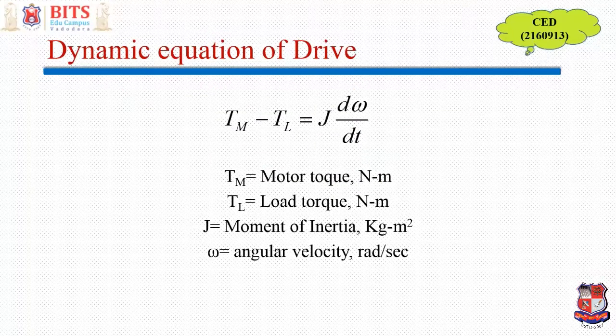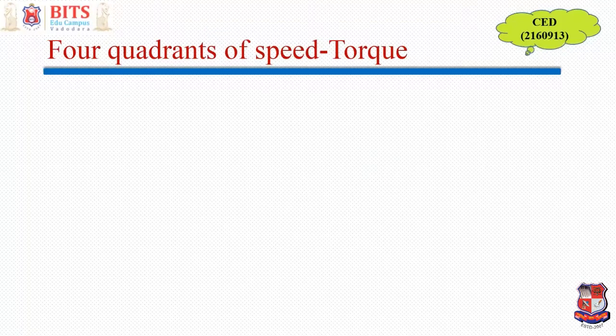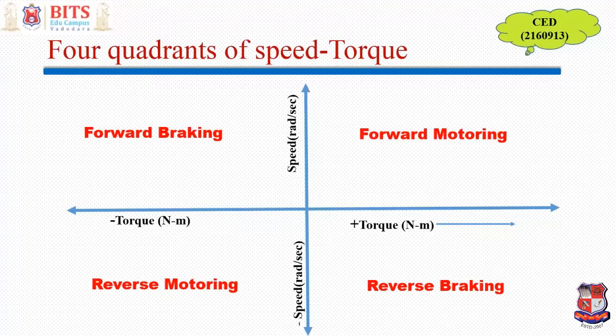So this is the dynamic equation which we keep in mind whenever we discuss any drive in motion. This equation is derived using Newton's second law, that is net torque is equal to rate of change of angular momentum. So what are the 4 quadrants? The 4 quadrants of electrical drives, or the combinations in which an electric drive can operate, are over here. We generally take torque on the x-axis. So this is positive torque, this is negative torque, and the speed is on the y-axis, a positive speed over here, negative speed over here.